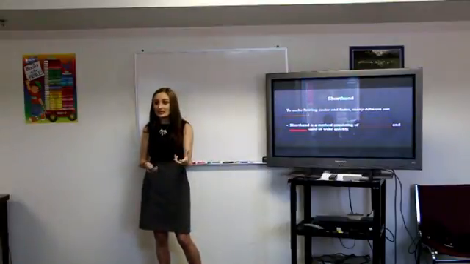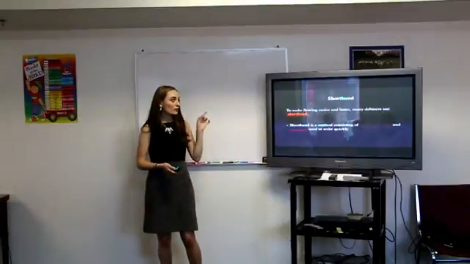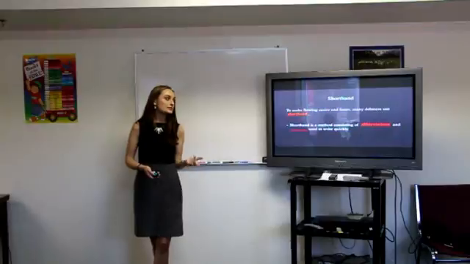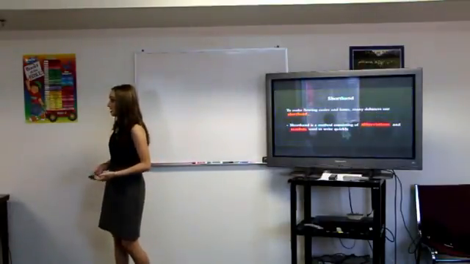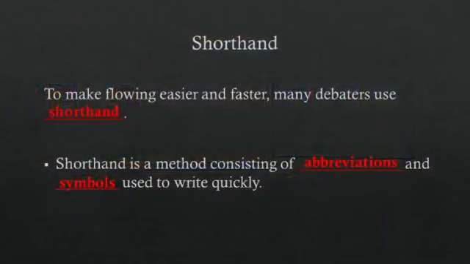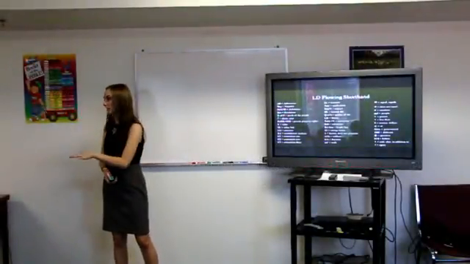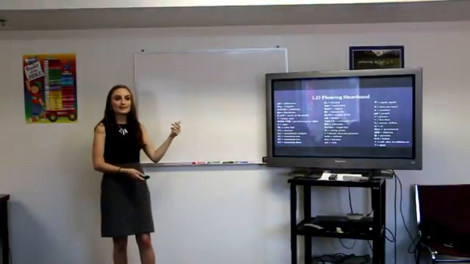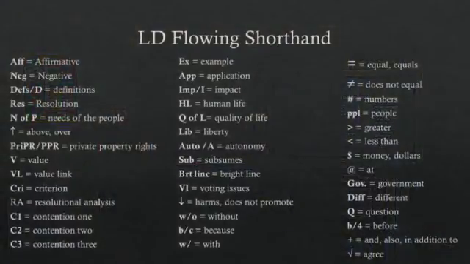Now, to make flowing easier, like I said, there's not enough time for you to write down every word and phrase. A lot of debaters use shorthand, and shorthand is a method consisting of abbreviations and symbols used to write quickly. Shorthand is something that you want to adapt to yourself. I'm going to give you a list of different shorthand that I've come up with. You also have this in your handout, so don't feel like you have to freak out and write all these down. But these are different phrases or shorthand that I use during a round, so that I can still look down at my flow while I'm speaking and know what it says.